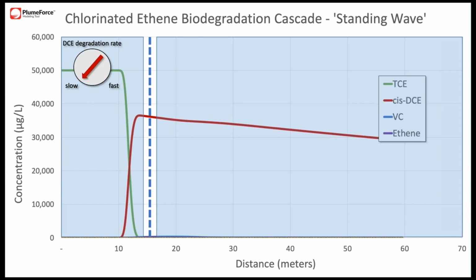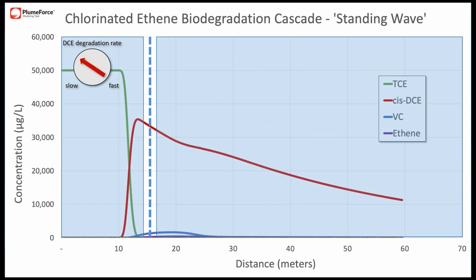And all we can see in the slit window at this particular point is that the TCE is gone. The DCE is abundant and a very small amount of vinyl chloride is present, showing that we've got some onward degradation of the DCE, but we can't tell that the DCE rate is slow. So let's increase the degradation rate a little.